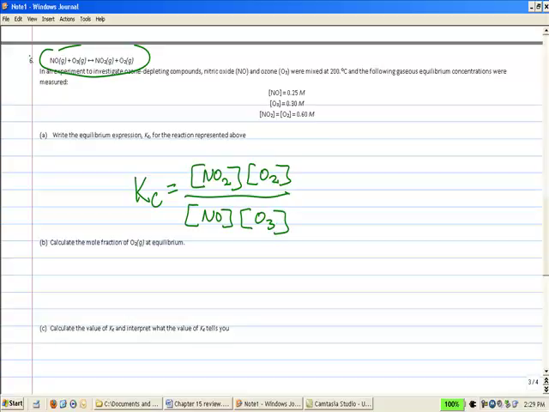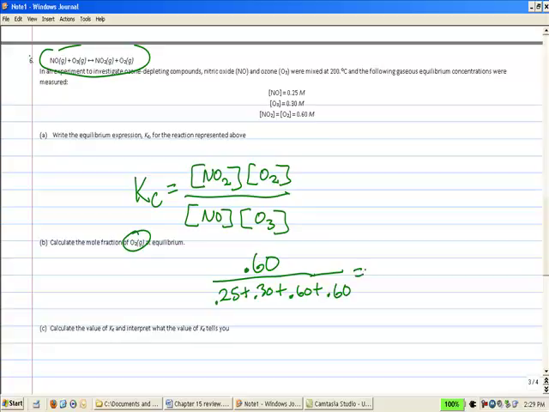Okay, and then B, calculate the mole fraction of oxygen at equilibrium. Now we don't have the moles, and we don't even have the volume, but we do have the concentrations. And in that case, because all of the volumes are the same, those basically will cancel each other out. So what we're going to do is put the concentration of O2 on top, so 0.60, over the total concentration. So we've got the concentration of NO, 0.25, plus the concentration of O3, 0.30, plus the concentration of NO2, 0.6, and the concentration of O2, 0.6.